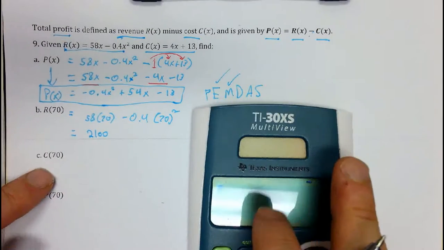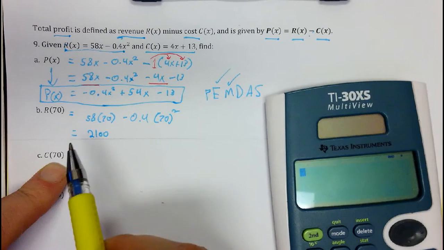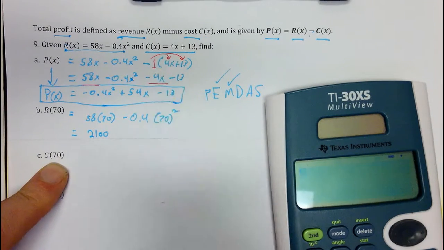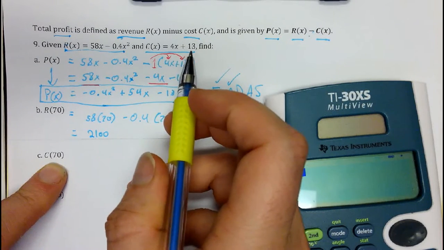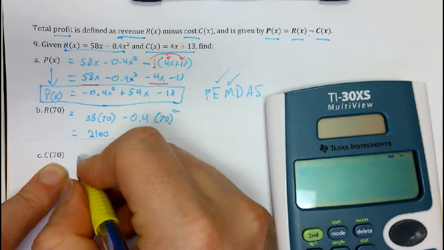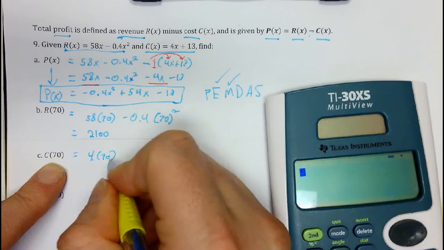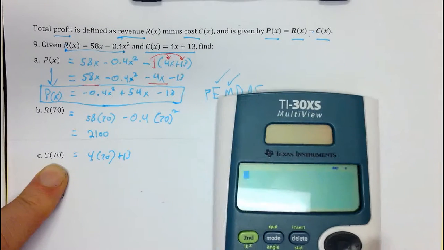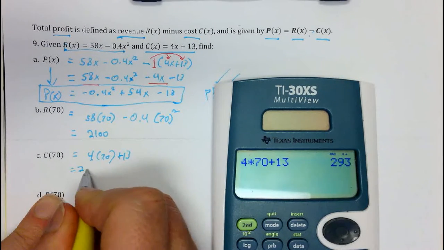Maybe a snowball stand. All right, next we've got our cost function. We're being asked to evaluate this at 70. So we've got our cost function up here. It's 4x plus 13, and we're being asked to substitute in 70. So 4 times 70 plus 13. We punch that all in our calculator, 4 times 70 plus 13, is 293.